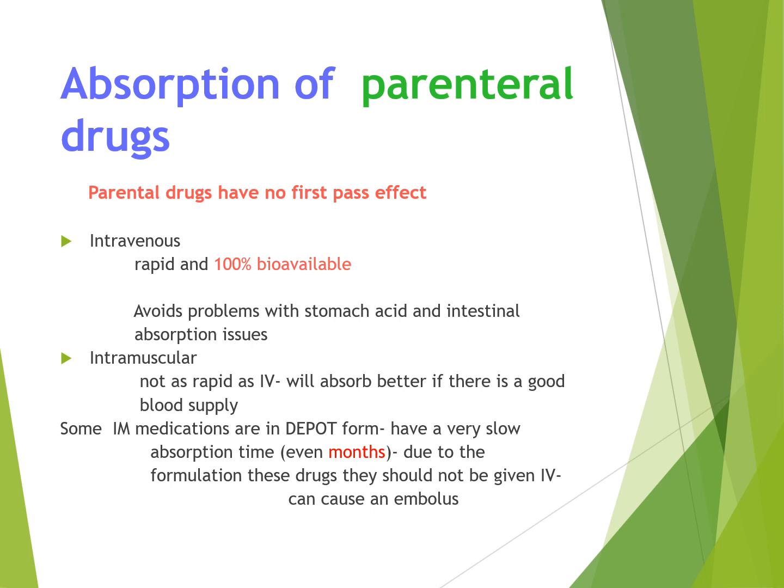And just remember, some IM injections are in depot form, right? So a depot injection is a slow release form of medication. The injection uses a liquid that releases the medication slowly so that it can last a lot longer. So these depot injections can be used for various types of drugs. A lot of times we see them with antipsychotics.